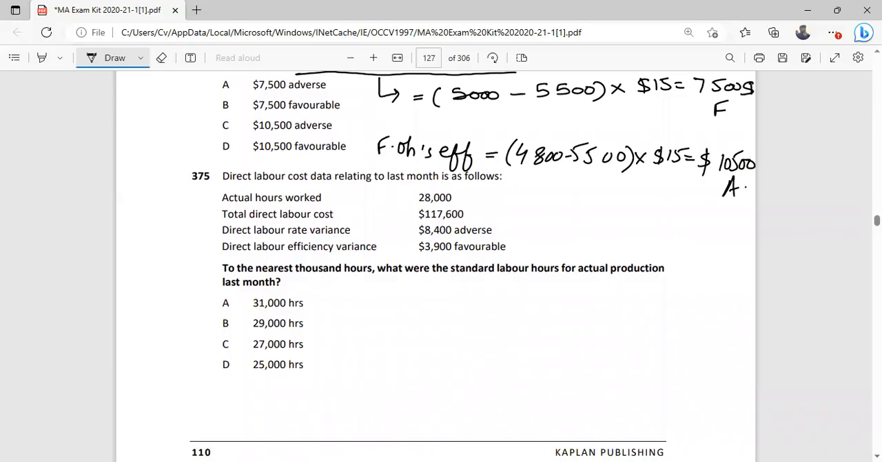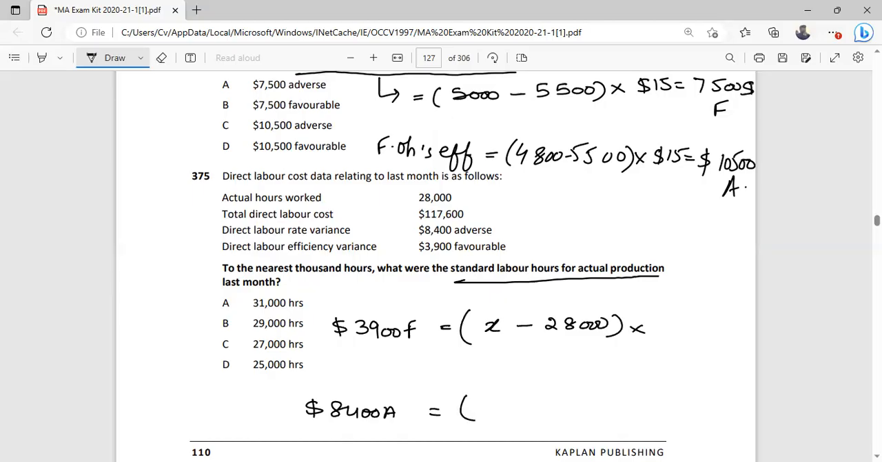Direct labor cost data relating to the last month is as follows. Actual hours worked, total labor cost, then we have direct labor rate, efficiency. To the nearest 1,000 hours, what were the standard labor hours for actual production units? Standard labor hours, we are talking about the total labor hours. So we have labor efficiency because standard hours can be determined with the help of labor efficiency variance. 3,900 into standard hours is the X minus actual hours 28,000 into standard rate per hour. Once again, standard rate per hour is not given, so we will use the rate variance 8,400 adverse is equal to budgeted rate per hour or standard rate per hour, which is missing, minus we can calculate the actual rate per hour by dividing this value with 28,000.